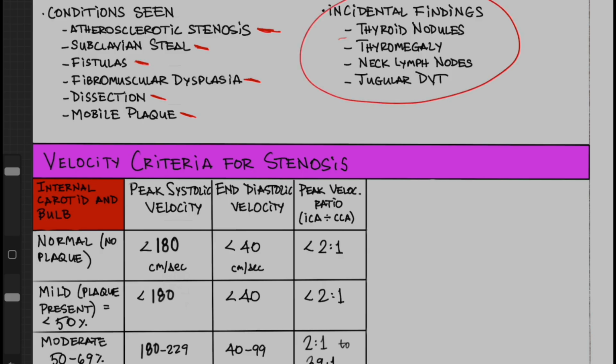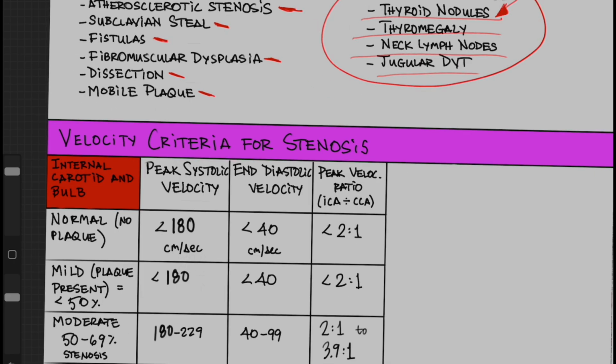Incidental findings: thyroid nodules, thyromegaly, lymph nodes in the neck, a jugular DVT, rarely. These thyroid nodules, they come up all the time, and how to deal with them is doctor specific. So each doctor has their own approach. There are guidelines about that in the ultrasound literature.